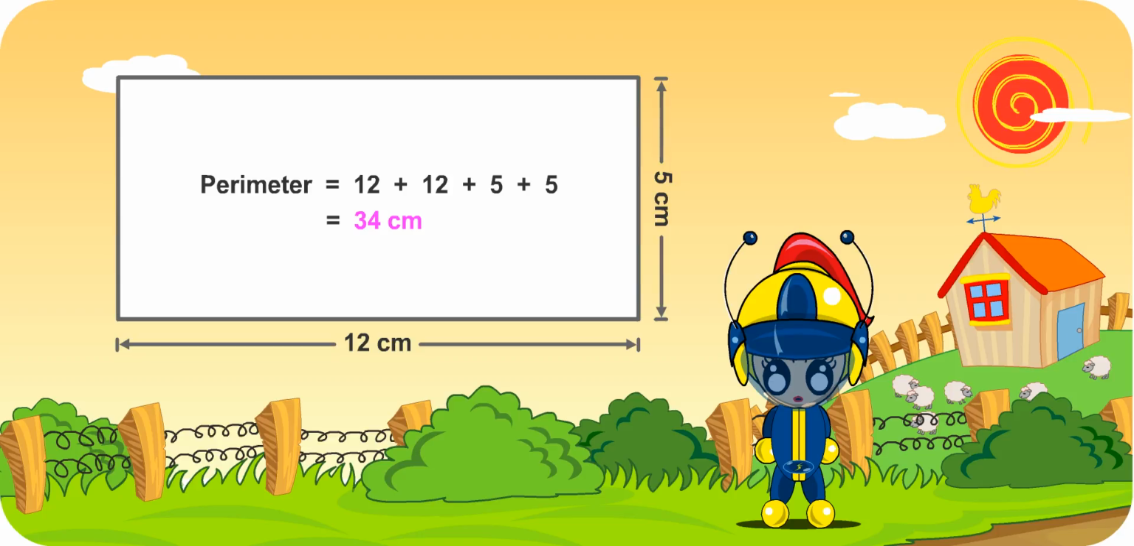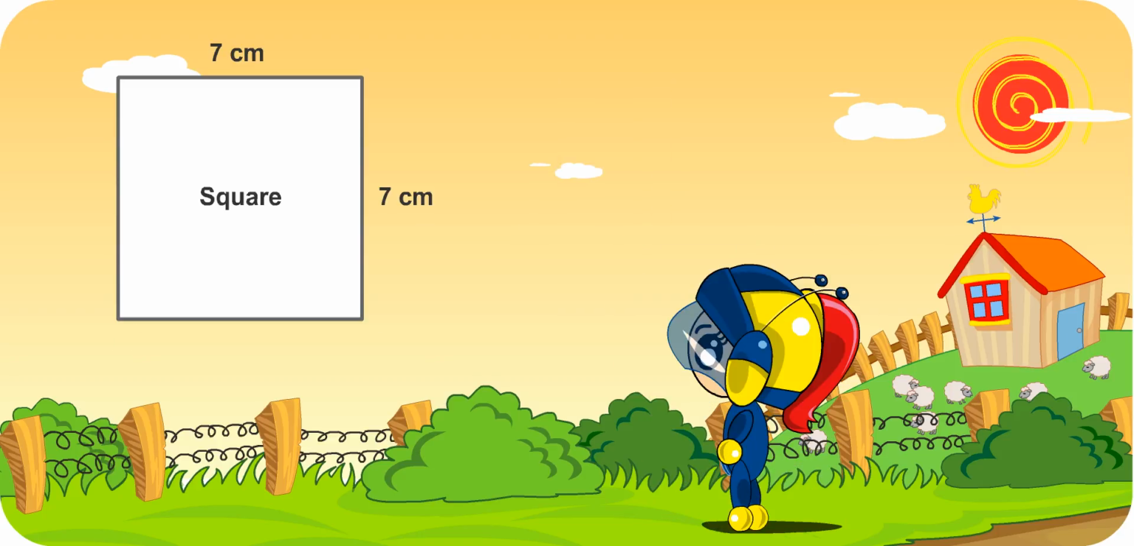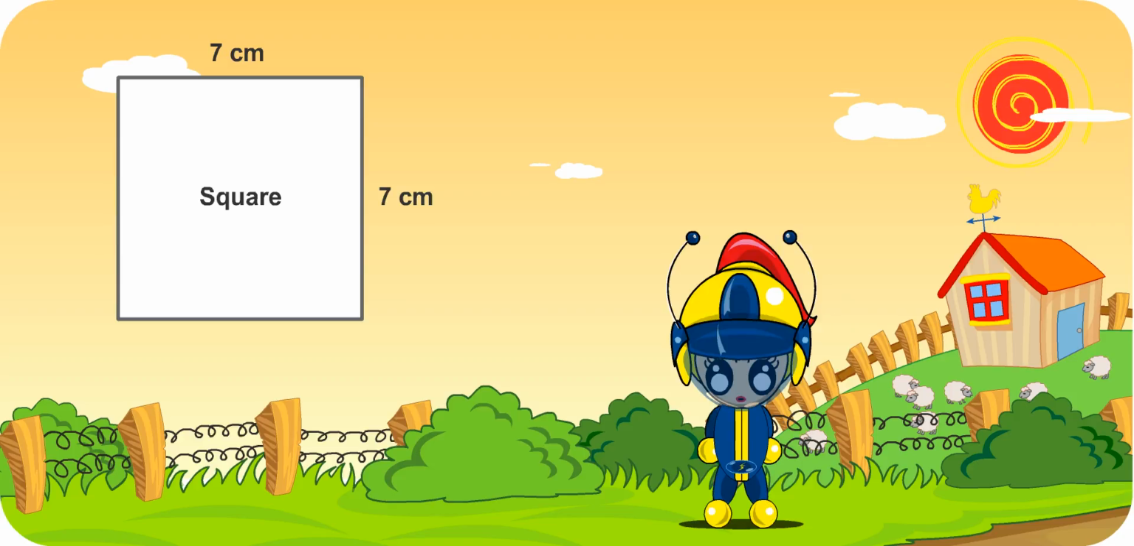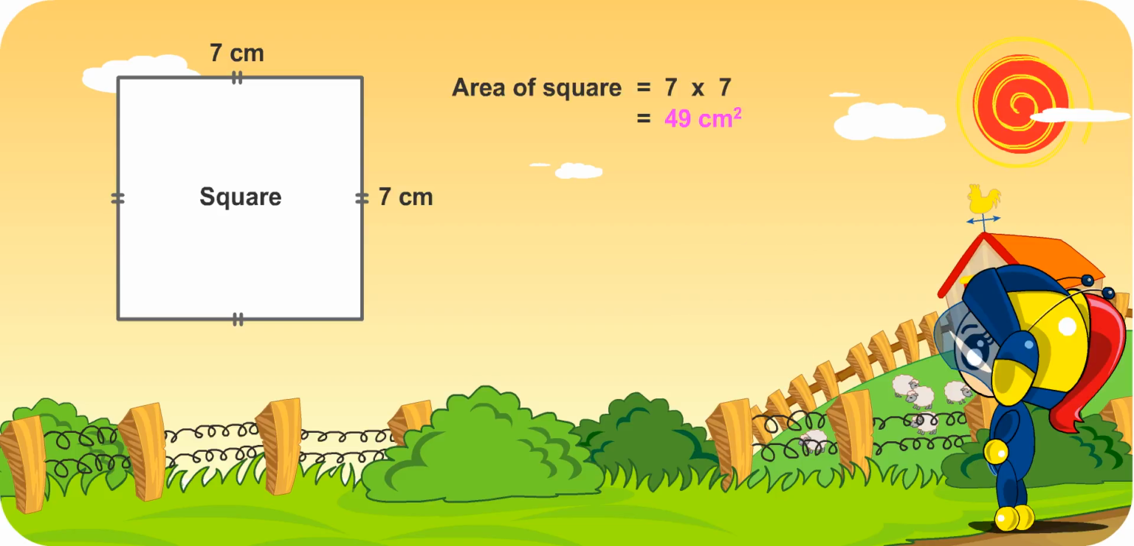Yippee! This is a square of side 7 centimeters. What is its area? A square has 4 equal sides, so its length and breadth are the same. Therefore, area of the square equals 7 times 7, which is equal to 49 square centimeters.